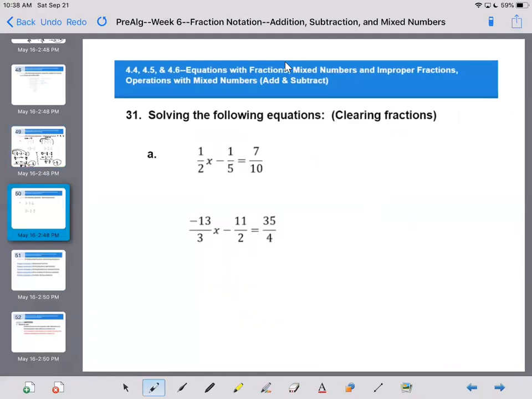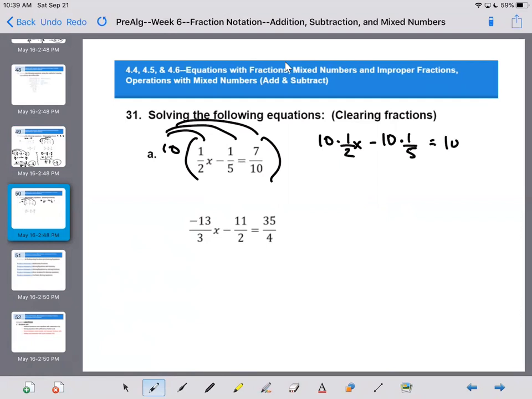So let's look at this one here. I see 2, 5, and 10 as my denominators. So halves, fifths, and tenths. And I can make all of the denominators 10. So we're going to multiply each term by 10. So 10 multiplied by 1/2 x minus 10 times 1/5 is equal to 10 times 7/10.